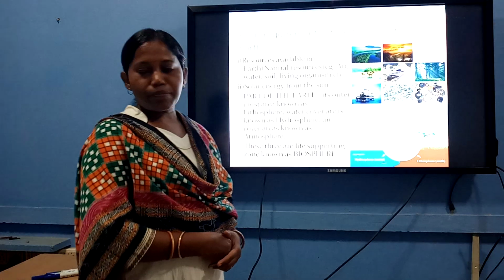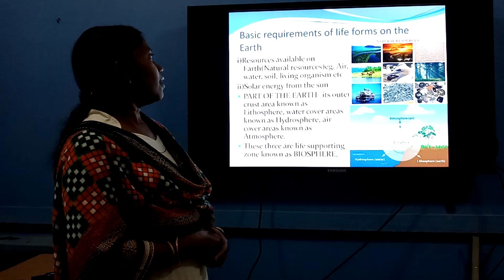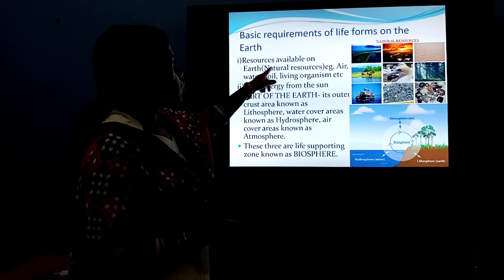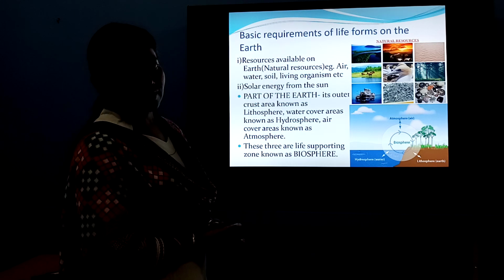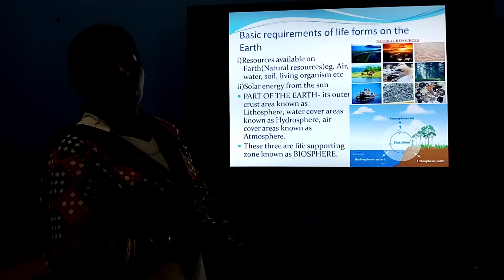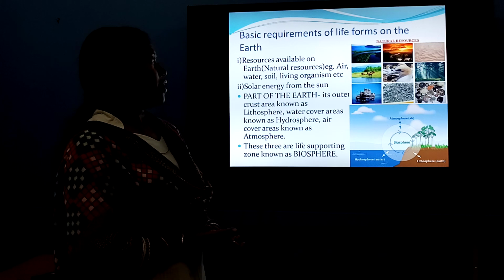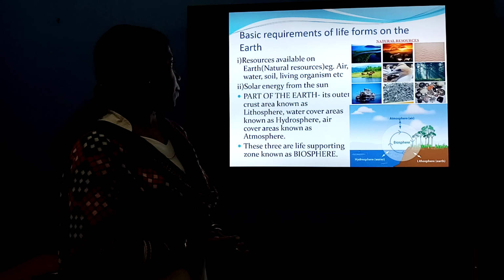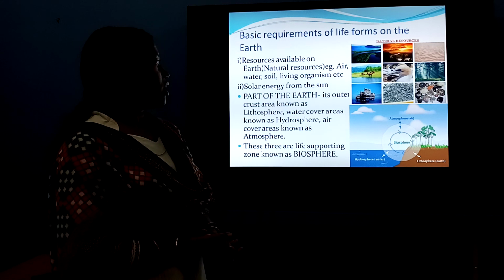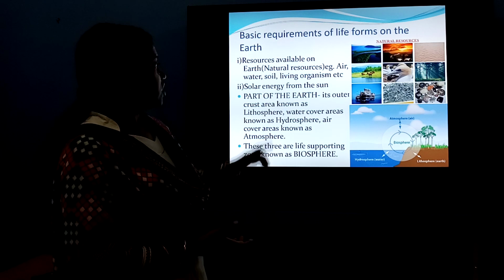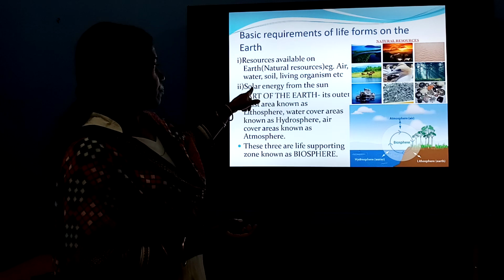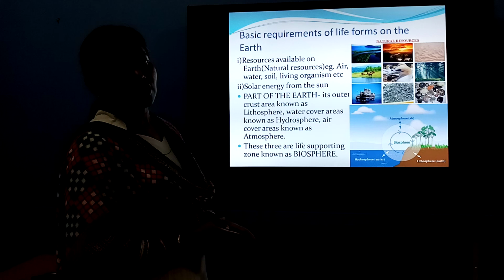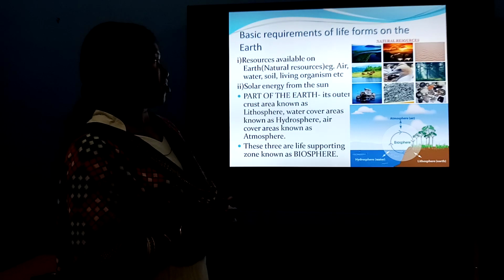Now the basic requirement of life forms on earth. Two important things are required. Number one, the resources available on the earth, and the resources available on the earth are called natural resources. Examples: air, water, soil, living organisms, etc. The second point is solar energy from the sun. These are the two very important things on our earth. That's why life exists.